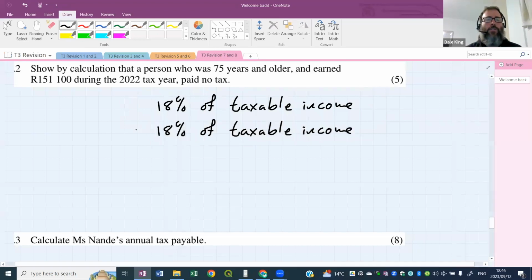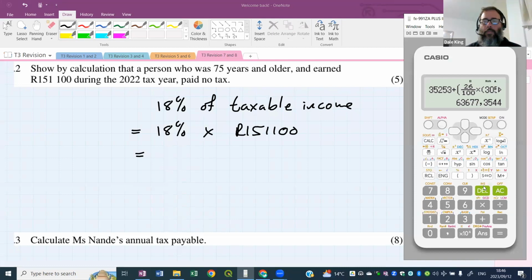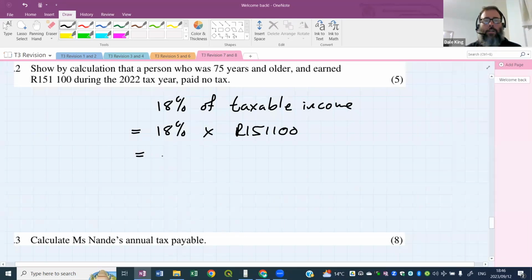Now, ladies and gents, I know what you're thinking. Sir, do we have to write this line? No, you don't have to. I'm writing it down so we can see it. That's all. Don't waste the time. So the taxable income is 151,100, and of means times. So 18% times 151,100 is 27,198.